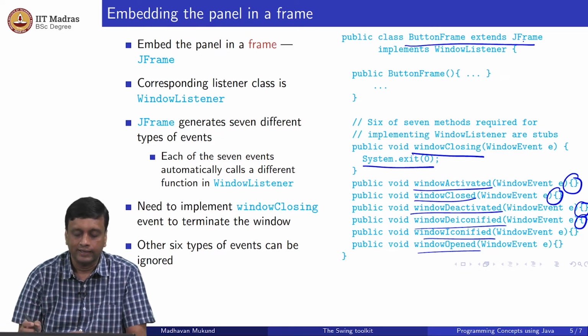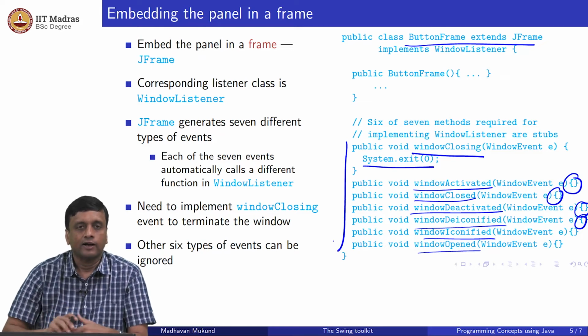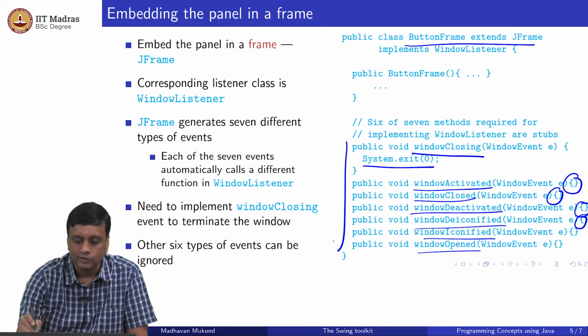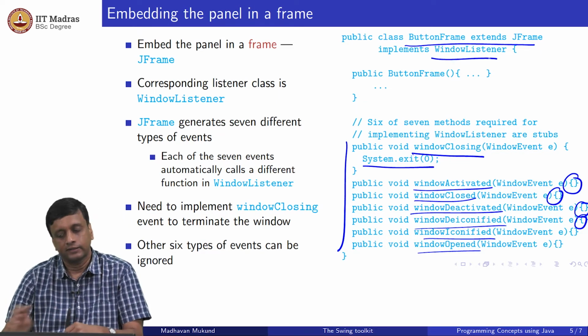So what we have done is we have created a frame in which we are going to put the panel. We have not yet done that, but the first thing we have to do is that the frame itself has to have a corresponding listener. So we are making this frame talk to itself. The frame implements its own listener, just like the panel implements a listener for the button that it encloses.